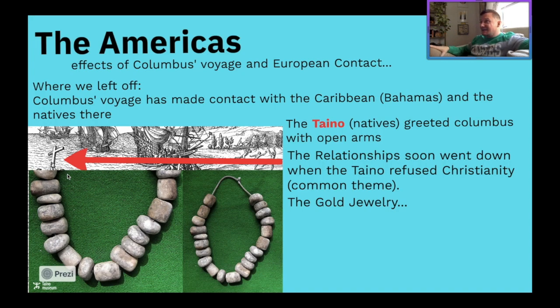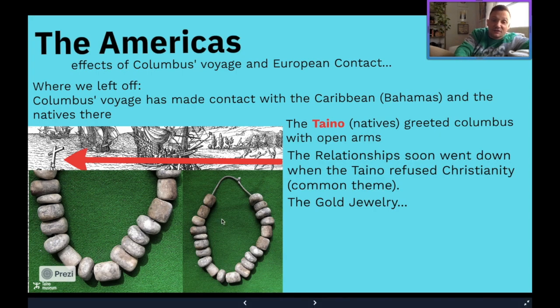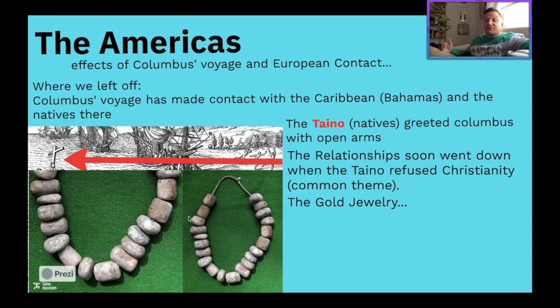Now, there's an interesting little interaction that happened here as well. After they began to refuse Christianity, Columbus also began to notice this jewelry that the Taino people were wearing, right? Now, this right here is some of the only surviving jewelry we have, archaeologically speaking, of the Taino people, and you'll notice that it is made out of rocks and stones. Well, some of the higher-ranking individuals in the Taino culture and society were always wearing gold jewelry, right? Jewelry that had gold on top of it, on the inside of it, and surrounding it, right?